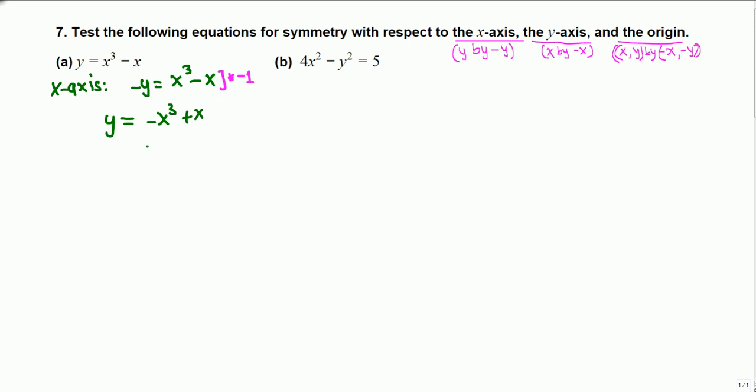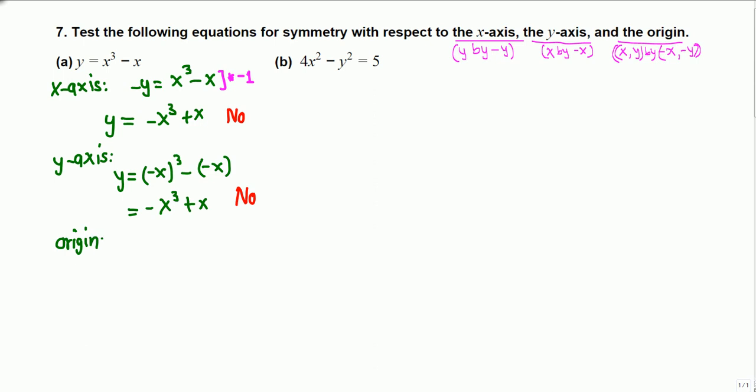So no x-axis symmetry. But we need to check more, so we need to check for y-axis symmetry. For that, we replace x by negative x. So we get y equals negative x, quantity cubed, minus negative x. Negative cubed is negative x cubed, and negative times negative x is positive x. And this is not the original equation. So no y-axis symmetry.